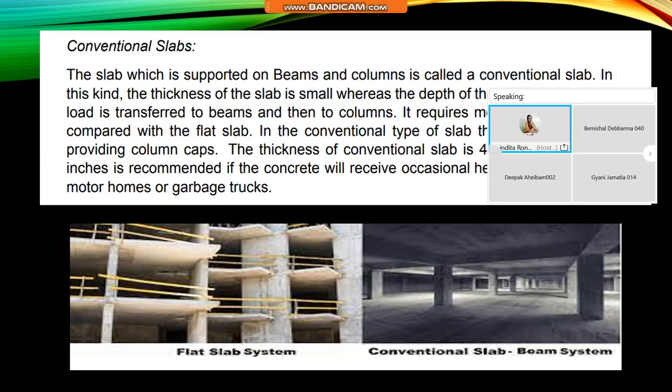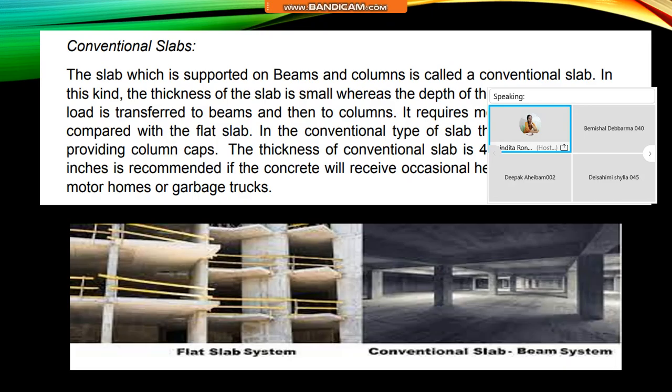In this kind, the thickness of the slab is small, whereas the depth of the beam is large, and load is transferred to beams and then to columns. It requires more formwork when compared with the flat slab. In the conventional type of slab, there is no need for providing column caps. The thickness of conventional slab is 4 inches or 10 cm.